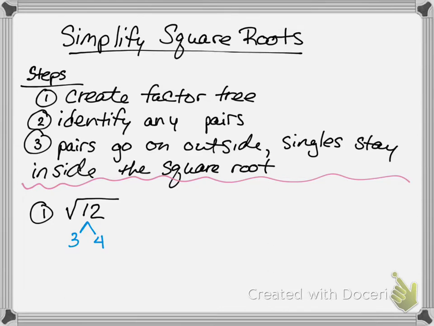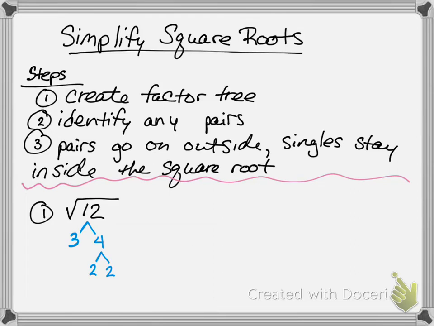So if I look at 3 right here, I can't divide that by anything else. So 3 is prime. We're going to stop there. Next, I'm moving over to the 4. If I think about 4, I can divide that one. So I'm going to break that down into 2 times 2. So when you're creating your factor tree, the numbers at the end should be prime numbers. And prime means they're only divisible by 1 and itself. So I broke my 12 down into the prime factors.